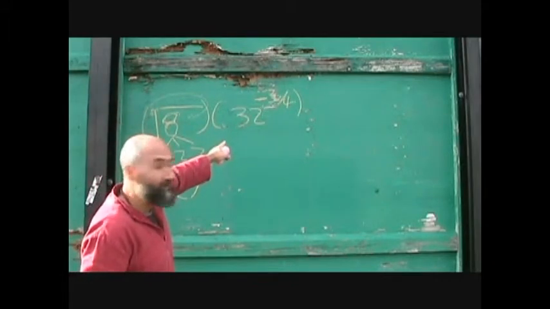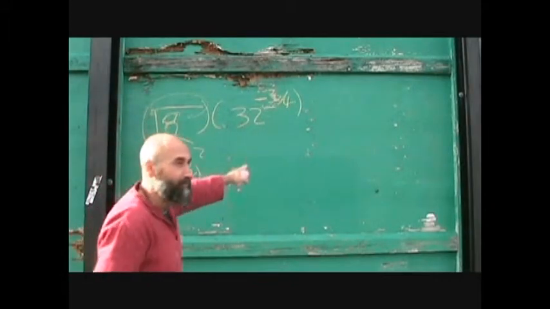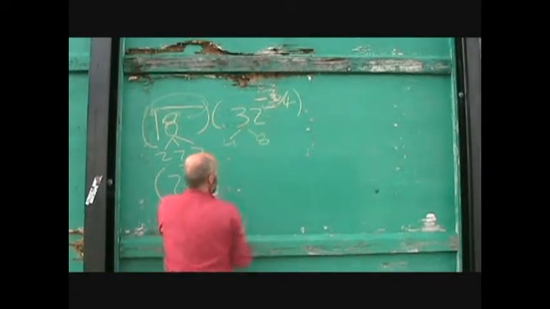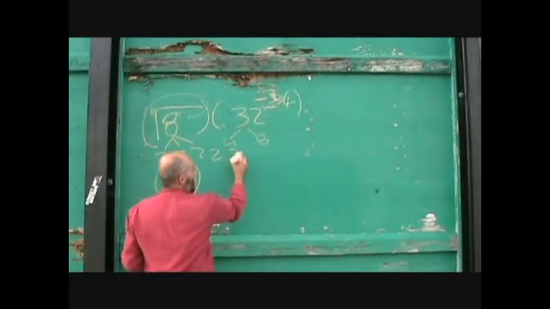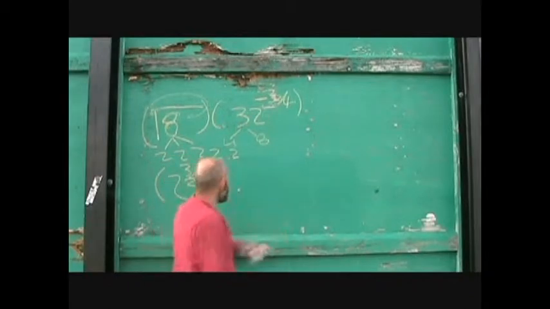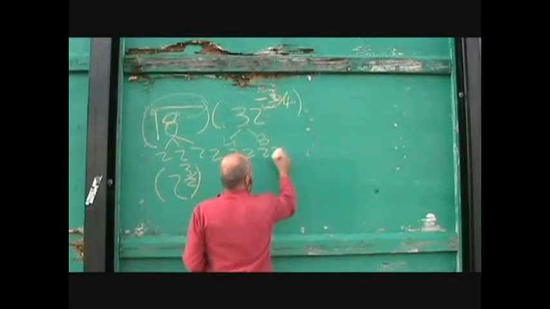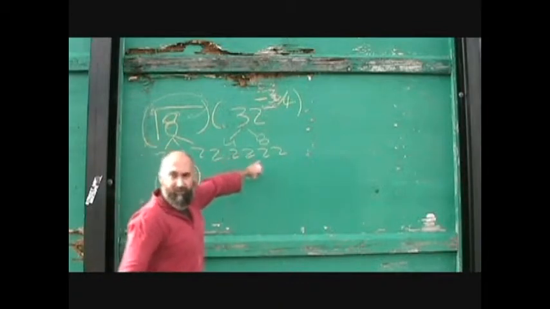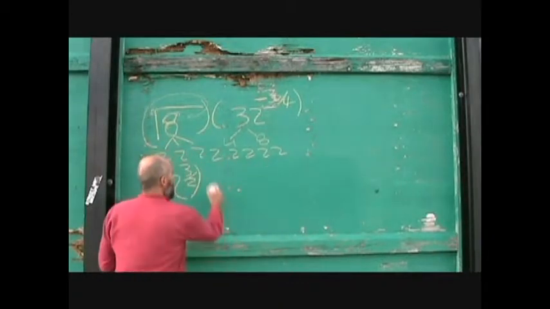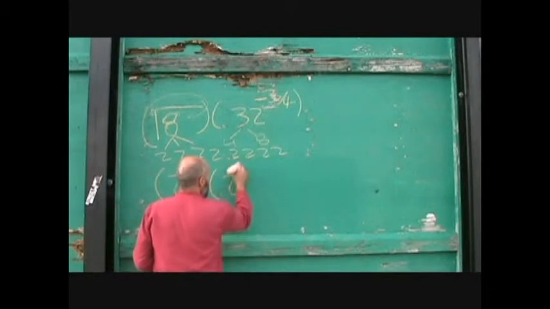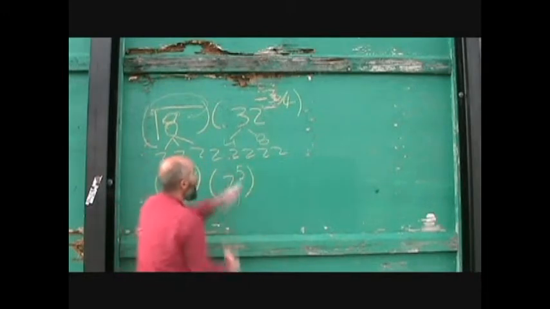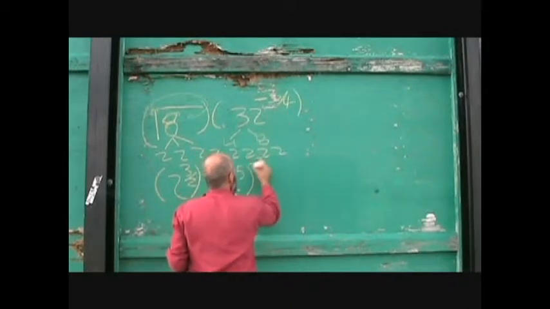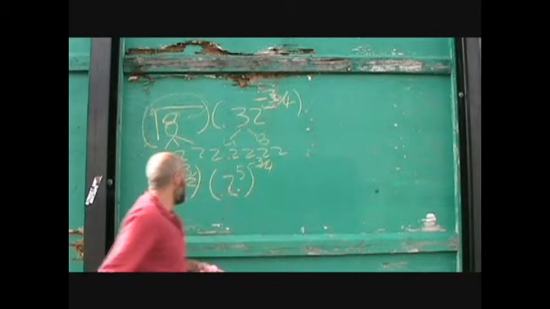Now let's look at 32. 32 we've got to break down to its prime numbers, right? So 32 becomes 4 times 8, and 4 is just 2 times 2. 8 is 2 times 2 times 2. So 32 is 2 to the power of 5. So the way this works is it becomes 2 to the power of 5, to the power of, we've got that guy up there too, right? To the power of negative 3 over 4.